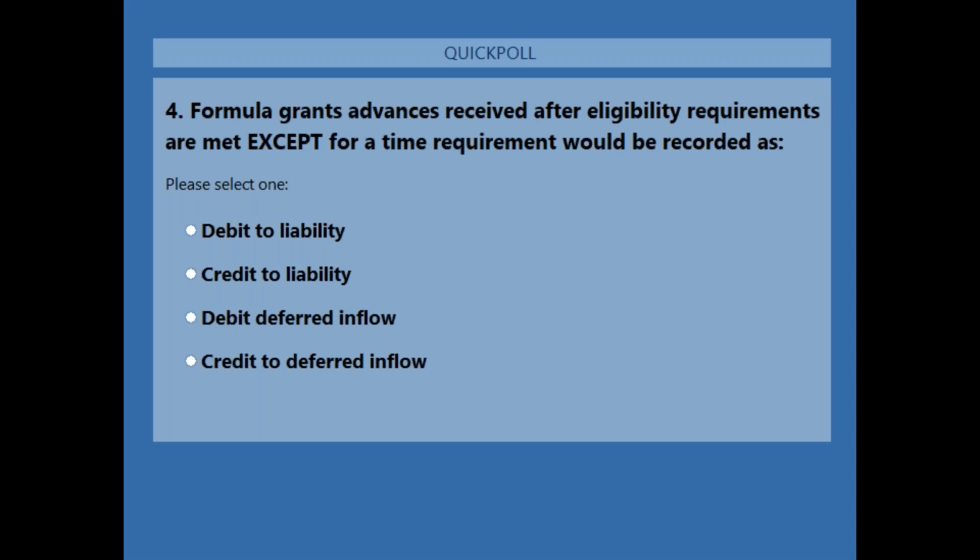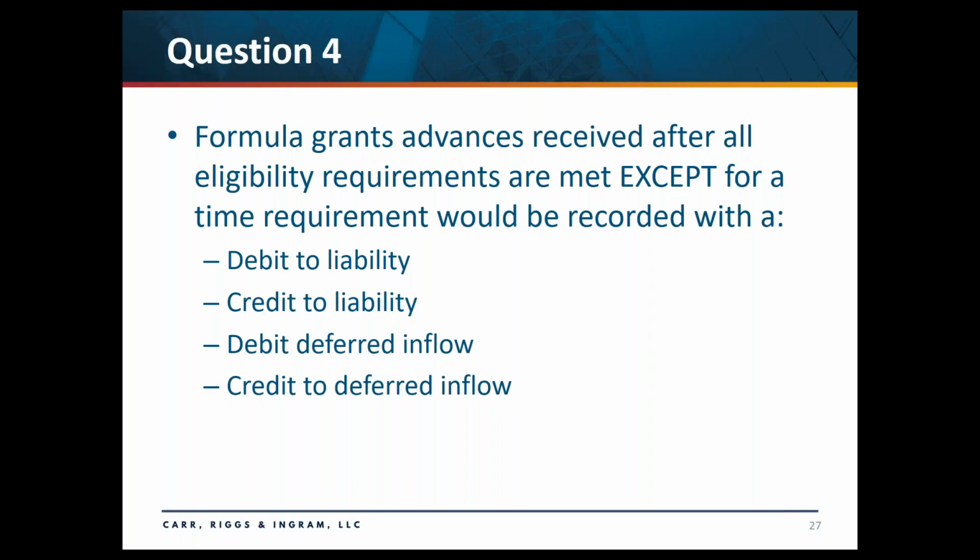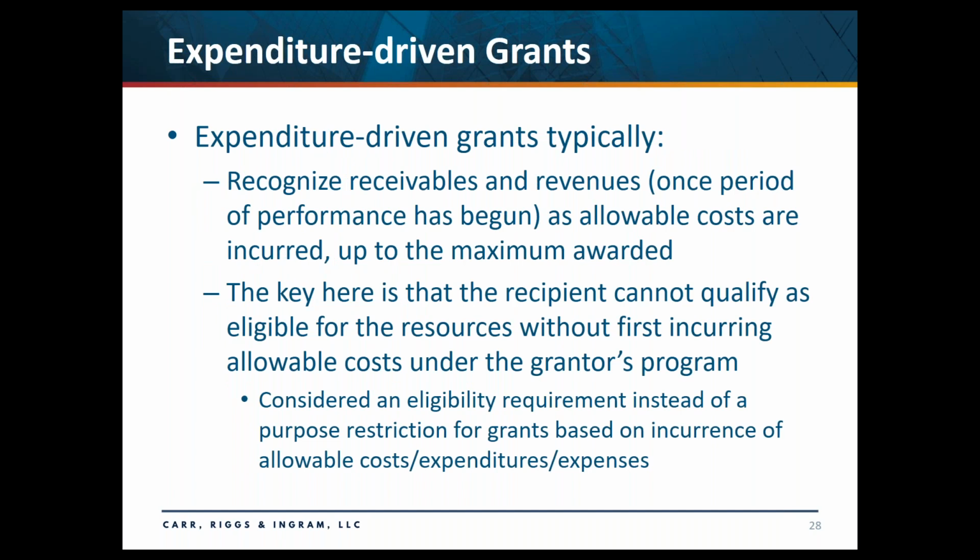Okay, so the actual answer is credit to deferred inflow, because what you're debiting is cash. Instead of crediting a revenue, you're crediting a deferred inflow, which is GASB's category for things that are like liabilities but aren't exactly liabilities. Okay, now we're getting into what GASB has said the CRF CARES Act funding is.